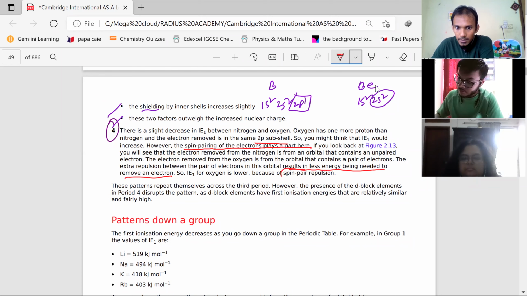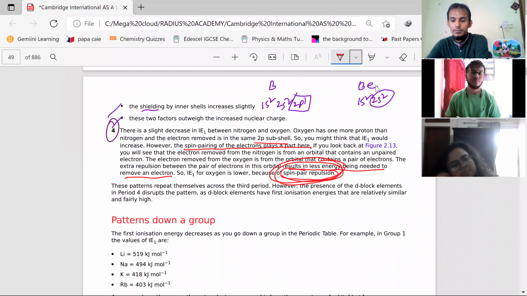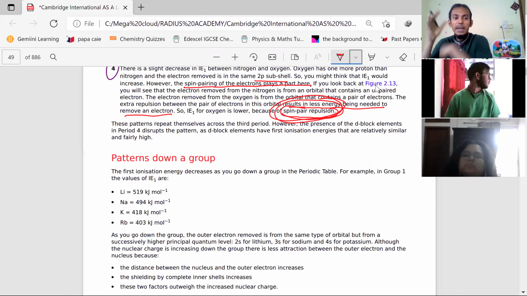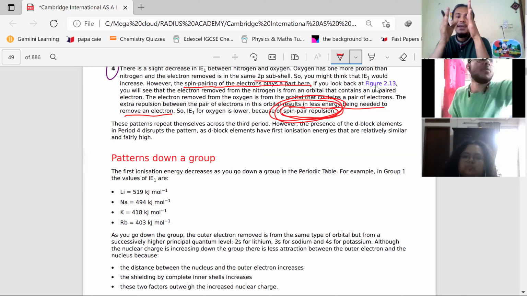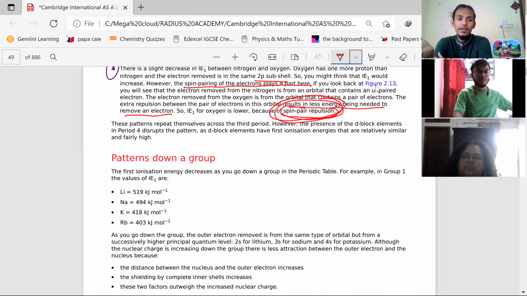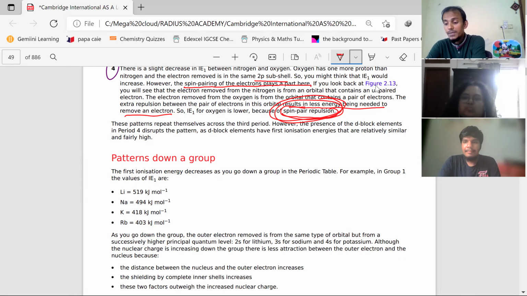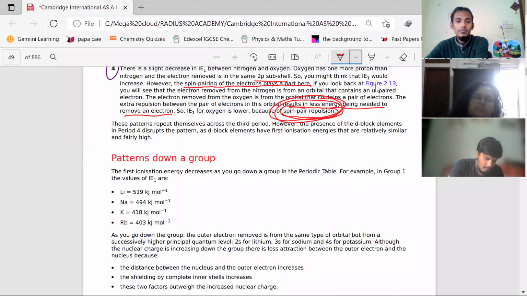This is the key word here. So take this word. This is the key word: spin pair repulsion, or spin pair pairing repulsion. Electron repulsion. That is the thing. Do you understand? Number 4. Yes, sir. So again, they will give you 3 marks for this.